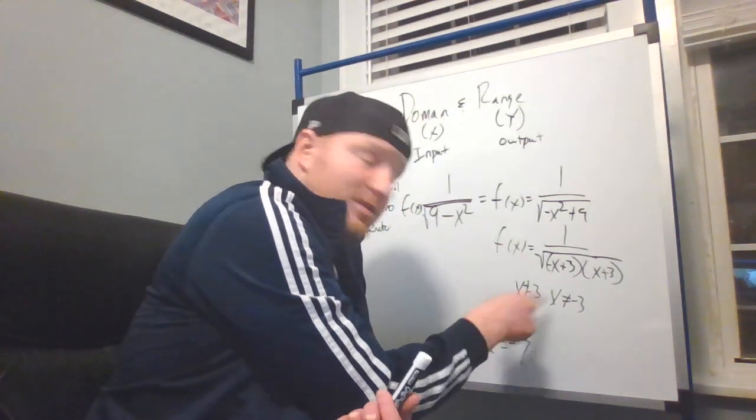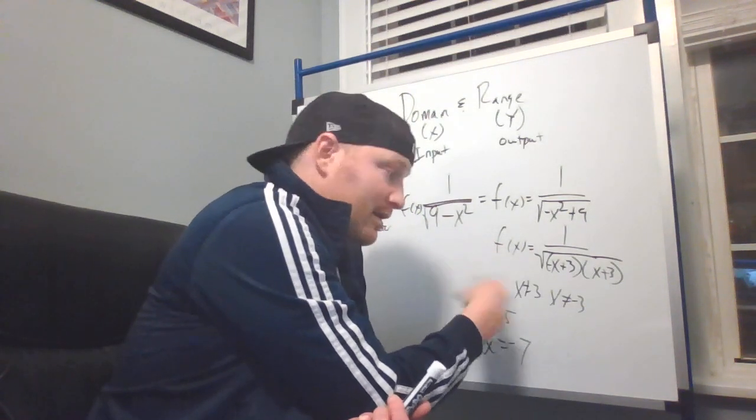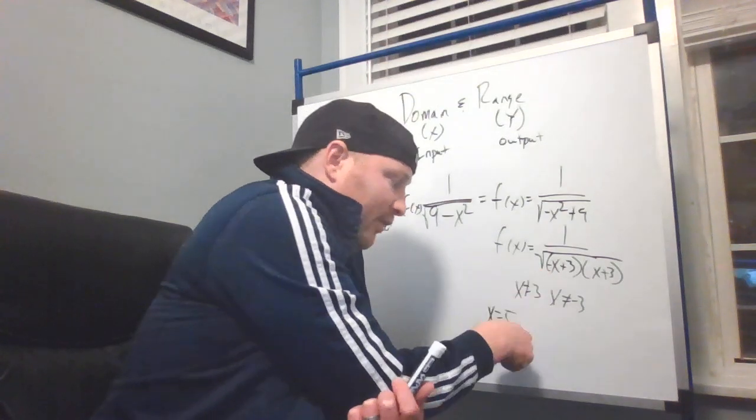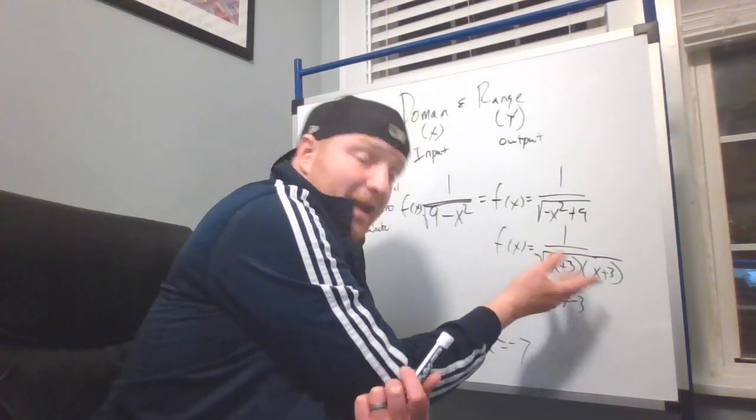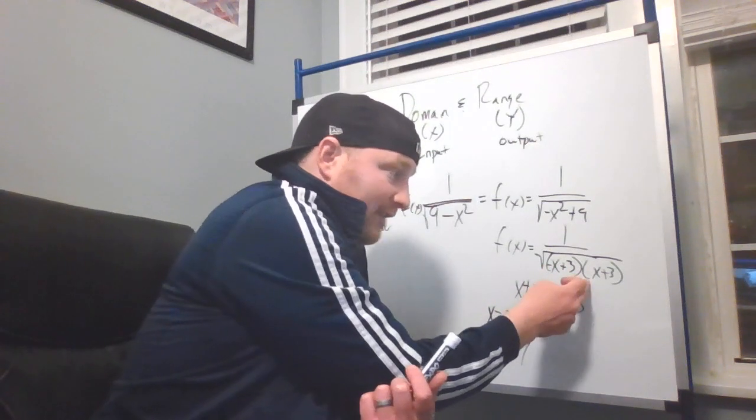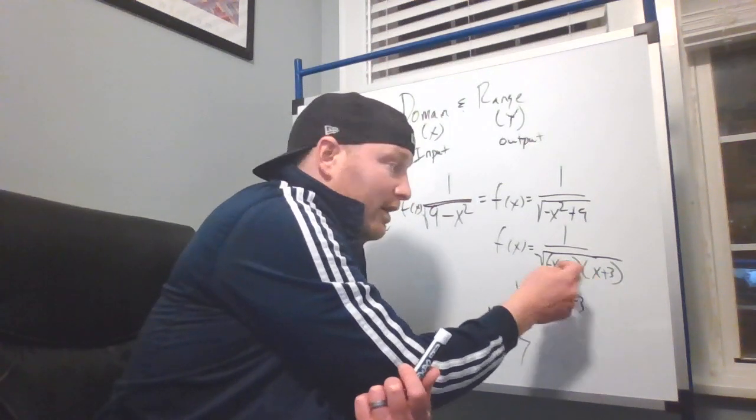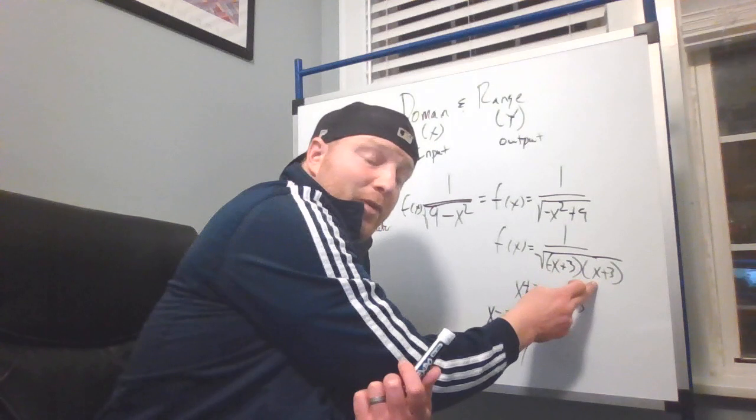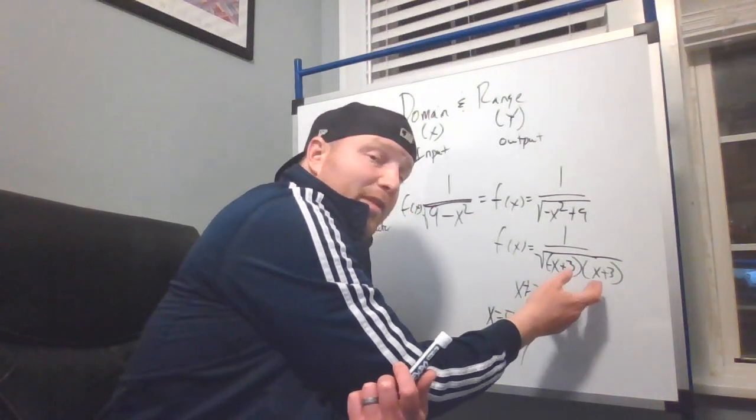And then I'm testing a number to the left of negative 3. All right, so negative 7. If I put negative 7 here, this says negative 7, which is 7. 7 plus 3 is 10. But now this says negative 7 plus 3 is negative 4. I got 10 times negative 4. And I got another negative number.